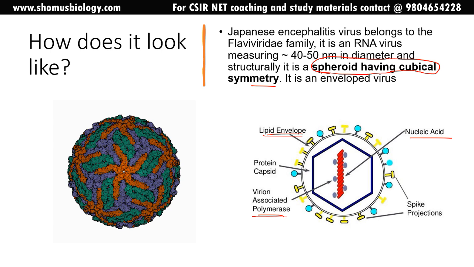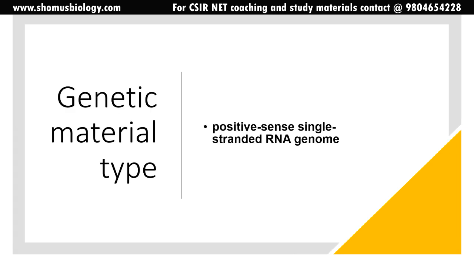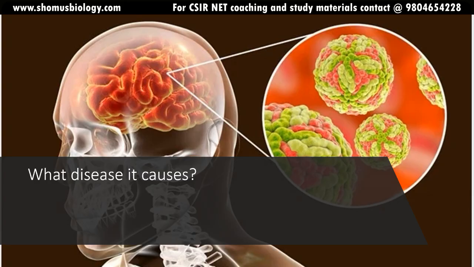So this is a virus which is resourceful. It contains genetic material, it contains its polymerase, and it also has an envelope. What is the size? Small, 40 to 50 nanometers in diameter. The genetic material is plus-stranded, single-stranded RNA.